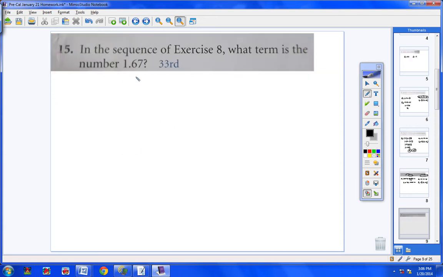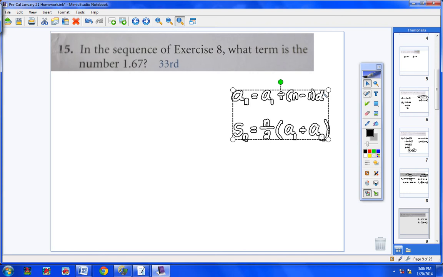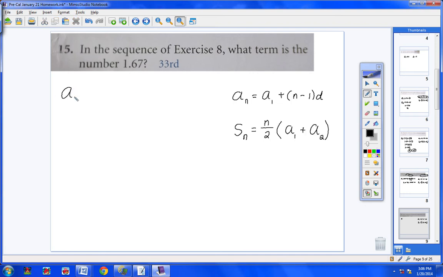Okay, number 15. In the sequence of exercise 8, what term is the number 1.67? Now we're going to have to go back and look at number 8, and if you'll look at number 8, I'm going to quickly write the nth term for you for number 8. So your book should be open to the proper page. If you'll look at number 8, here's the nth term. The nth term would be a subscript n equals your first term, which is 0.07 plus, and then n.